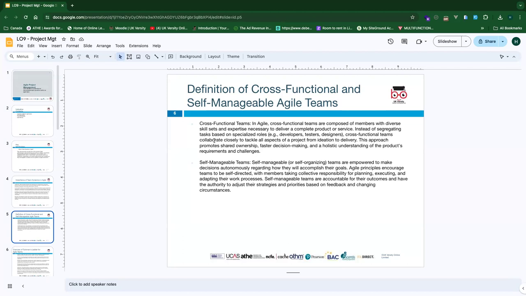So obviously, you're in charge and everything. And at the end of the day, any feedback you get, obviously, you have to adapt to the feedback that you're given and every other changing circumstance.